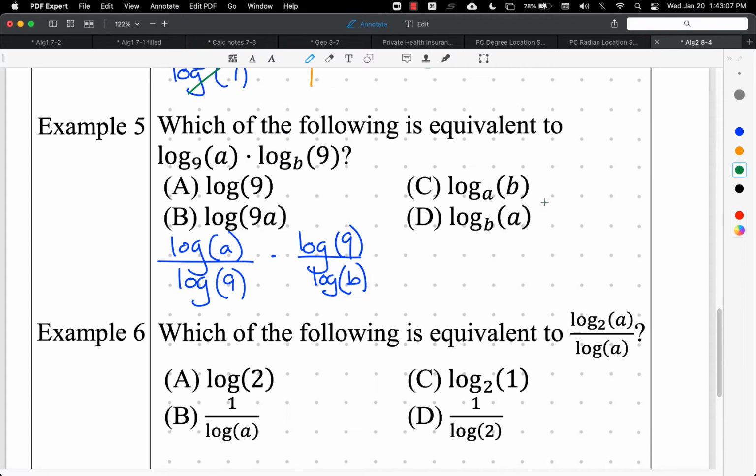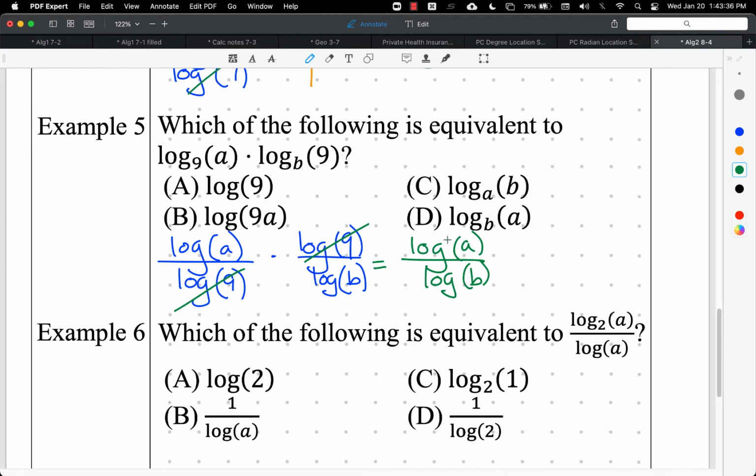The 9s. The 9, just the 9s? The log 9. Oh, log of 9, okay. And you're left with what then? Log A over log B. Good. And this is the point where you wait and you say, that's not one of the letter choices that I can do. But if I do one more step, then it is.